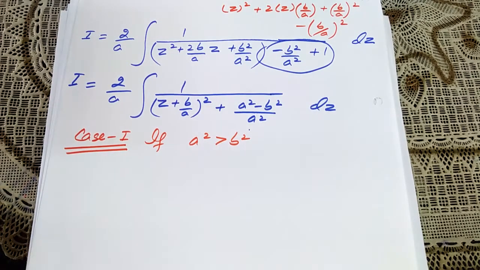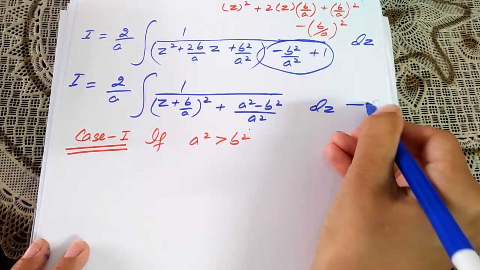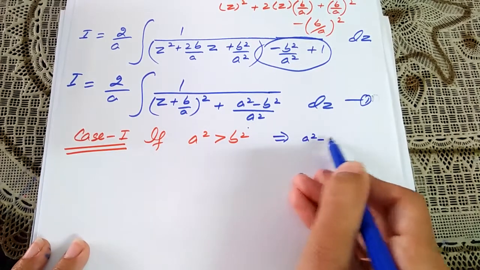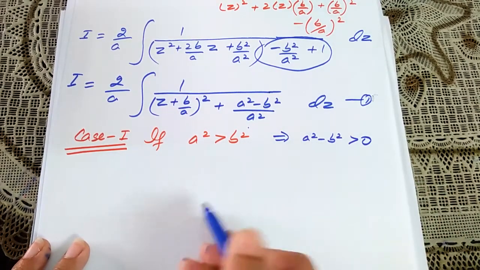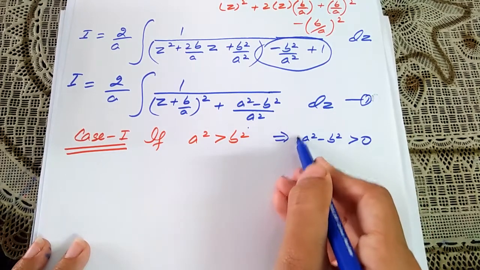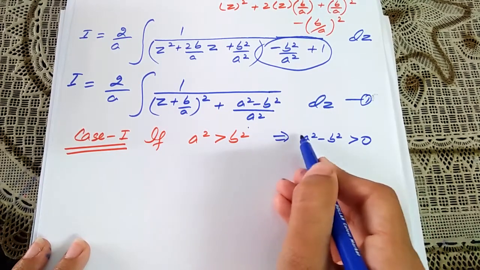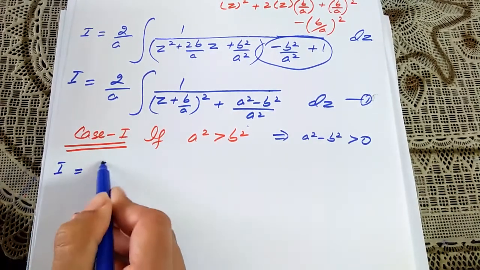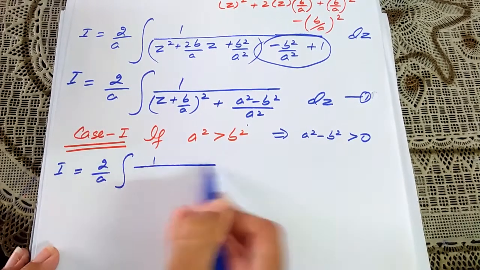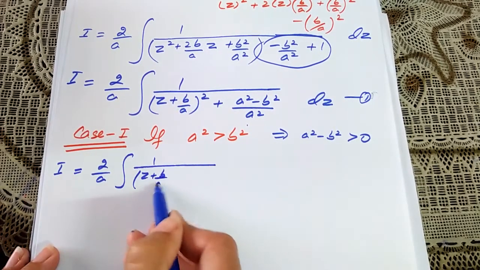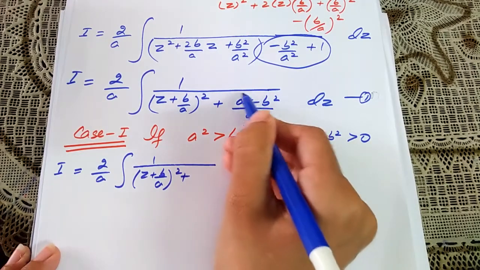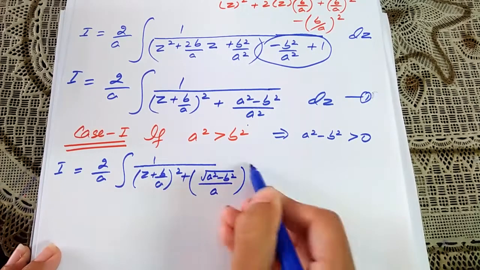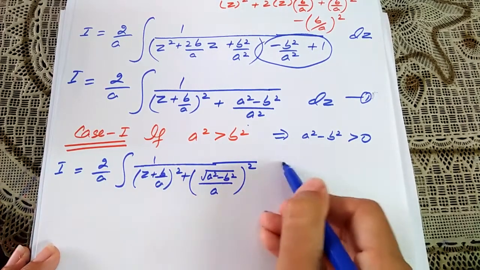If a square is greater than b square, mark it as equation number 1. If a square is greater than b square, this means a square minus b square will be greater than 0. So I can take the square root here because it will always be positive. So my integral I will be equal to 2 over a, integral of 1 over (z plus b over a) whole square plus, now I can write the square root here, square root of a square minus b square over a, whole square, dz.